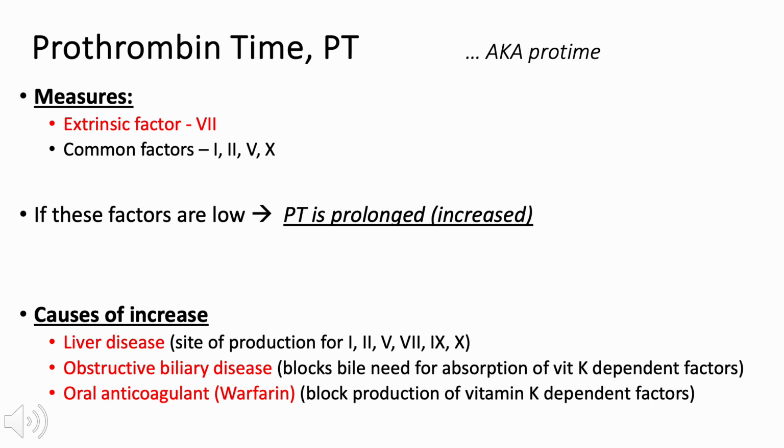Causes of prothrombin time or PT increase include liver disease, because that's where we're making a lot of these clotting factors, obstructive biliary disease, which blocks the bile needed for the absorption of the vitamin K dependent factors, and the oral anticoagulant warfarin or Coumadin, which blocks the production of vitamin K dependent factors.